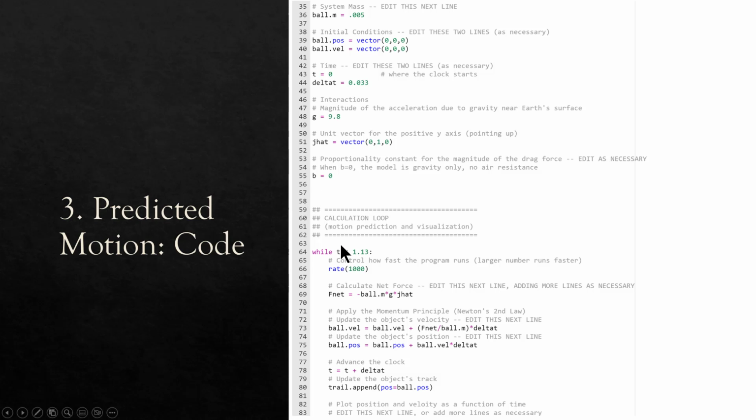And then as we move further down into the while loop, you can see that we apply Newton's second law here to find the net force, which then we can use further to find the velocity, and then ultimately the position of the ball across different time intervals.